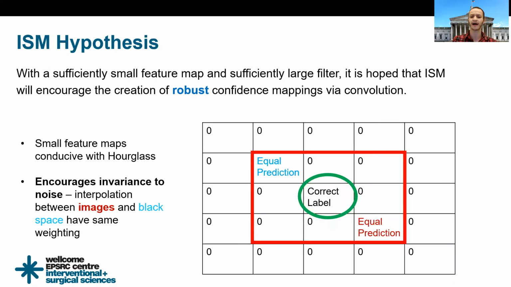The hypothesis behind this is that the mix-up data augmentation has been shown to work for landmark localization in itself, and hopefully ISM will create a more robust confidence map, showing that the predictions based on the larger image, which is interpolated with black space, and the smaller image, which could be interpolated with a busy image, should have the same weighting rather than getting distracted by these extraneous variables, and they should come to the same conclusion.